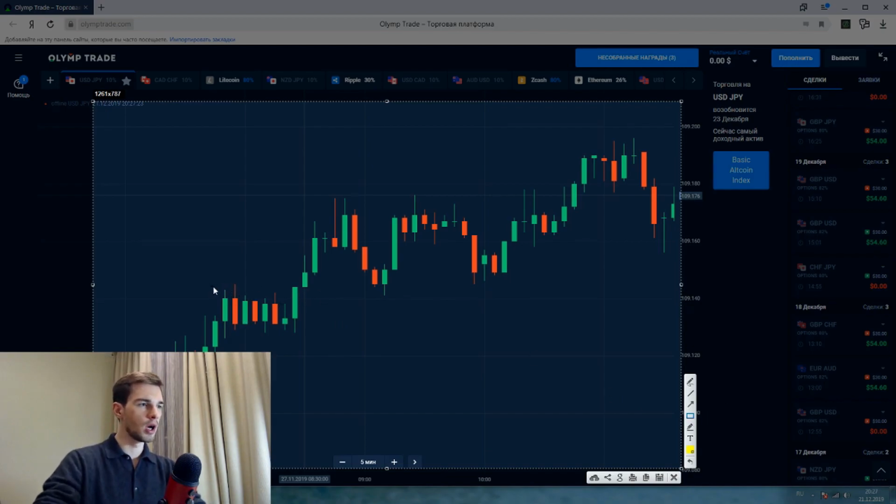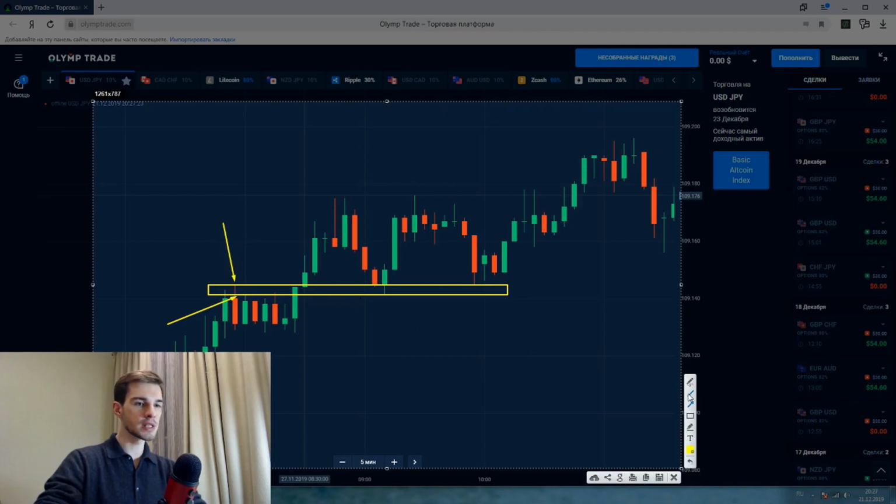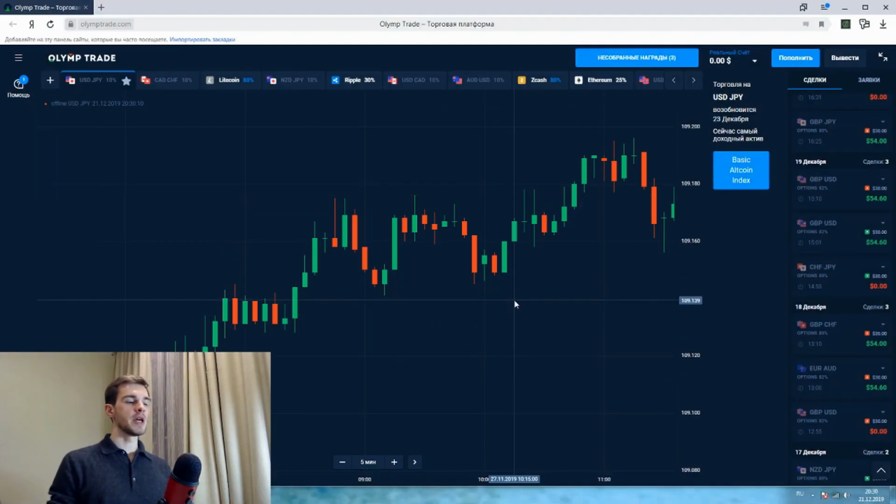Look at how we draw the area. We draw a rectangle like this through the shadow of the candle and through the body of the candle. So here is where the bodies of the candles approximately start. Here we have the first line, and the second line is where the shadows of the candles end. This creates an area like this.